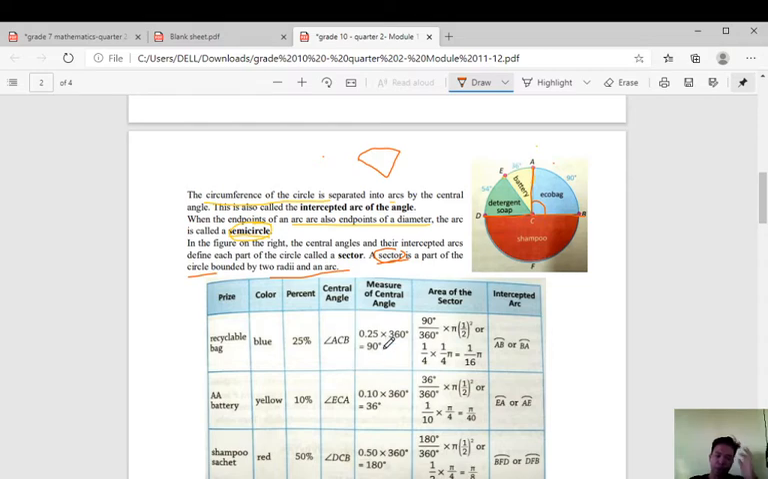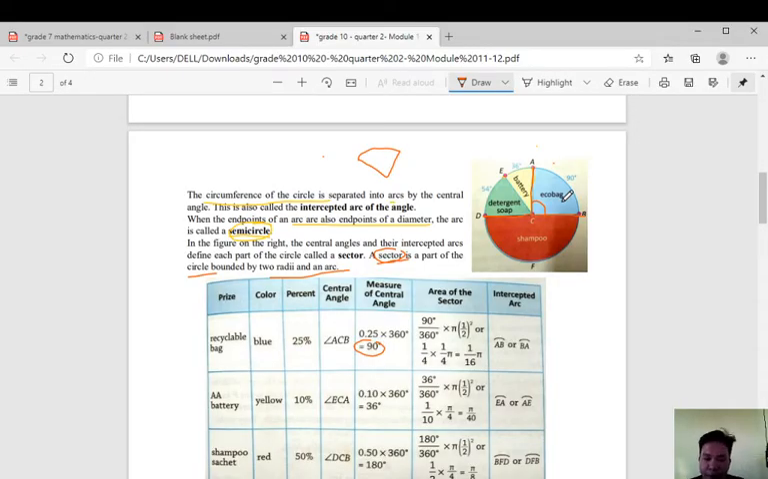And also, if you are going to solve it, as we already know that a circle is equal to 360 degrees, then multiply it by 25% because it says that the eco bag part is 25% of the whole picture. So multiply 0.25 times 360, and that would be 90 degrees, which is a right angle. So this angle formed by the two radii, or the angle ACB, that would be 90 degrees.